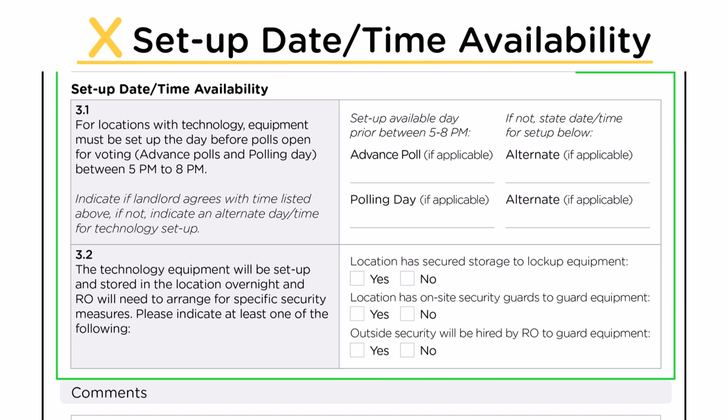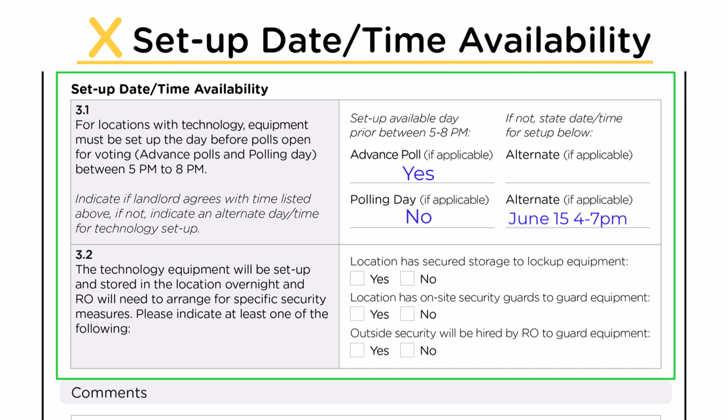Setup date and time availability. Voting locations with technology require poll officials to enter the premises the day before polls open, to set up and test the equipment. This takes approximately 3 hours, from 5 p.m. to 8 p.m. The furniture will also need to be set up at this time if possible. Confirm with the landlord that the voting room is available at this time, or if they require an alternate time or date. Indicate this information in the Setup Date and Time Availability section of the checklist, F0255.